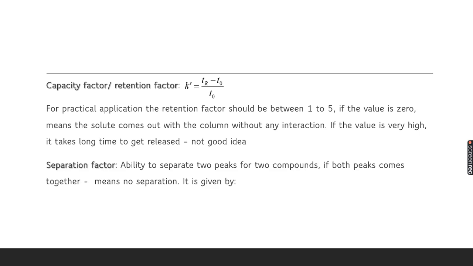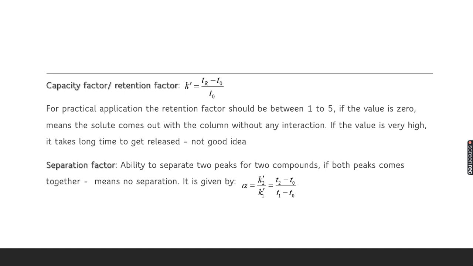And the second point is the separation factor, which is actually discussing the separation of two compounds in a chromatographic system. If both the peaks are coming very close to each other, that means there is no separation. The separation factor can be given by comparison of the retention factor. So in the first case, if one retention time and the other retention time are too different, that means their separation is sufficient, or you can say they are sufficiently separated out.